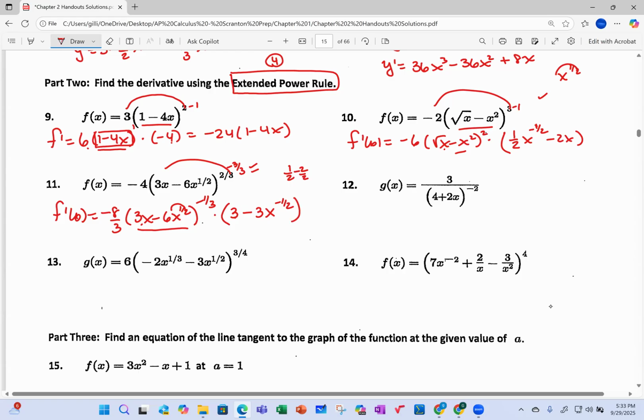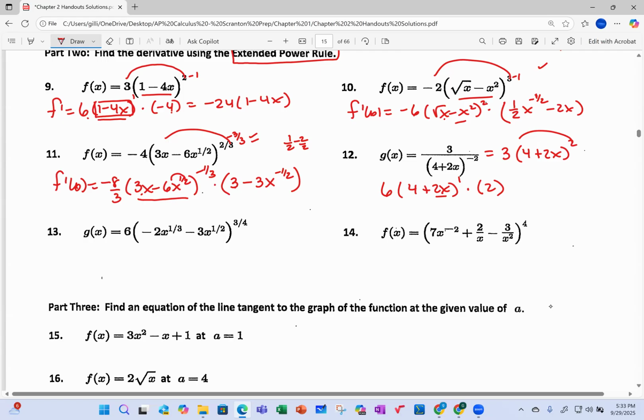In number 12, I'm going to have to rewrite this as 3 times 4 plus 2x to the second power. It's not of the form. I have a quotient here, and I'm not doing the quotient rule. So 4 things. Drop down the power, repeat the inside, decrease the power by 1, and times it by the derivative of the inside. And that would be easily cleaned up to be 12 times 4 plus 2x.